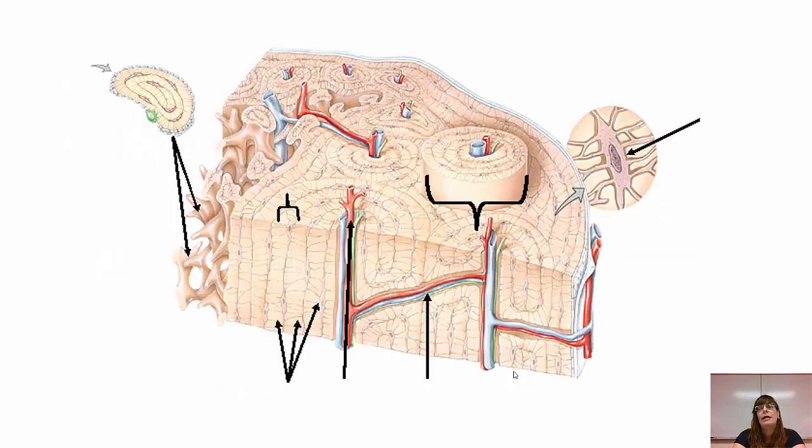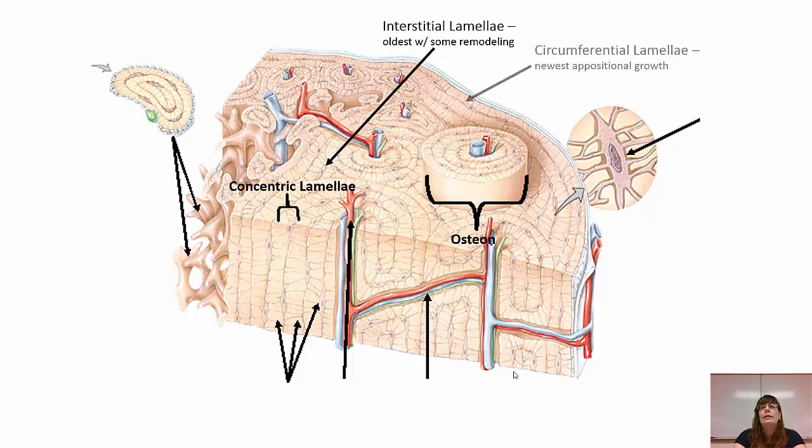If you look on the outside, that's compact bone. If you look towards the inside of the picture, that is spongy bone. So there's an osteon. The concentric lamellae make up the osteons. The interstitial lamellae are between osteons, and basically what happens is as bone is remodeled, the old osteons get broken down, and the interstitial lamellae are what are left. And then the circumferential lamellae go around the outside and the inside of the bone, and that's the newest growth.